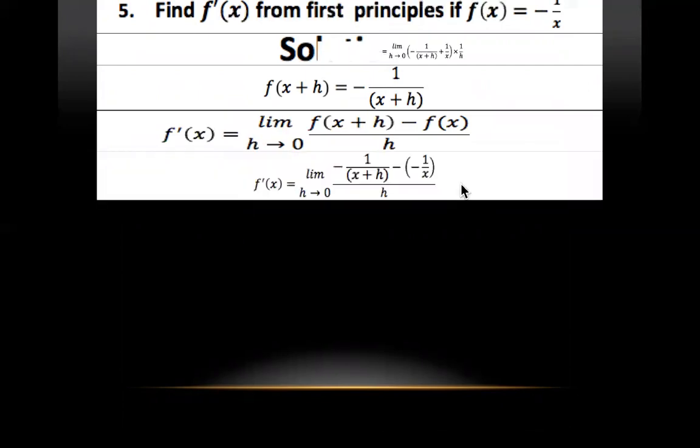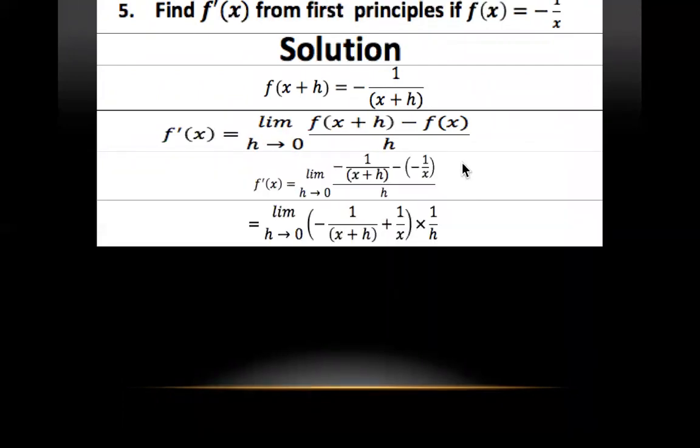Here is our formula. So what we have to do now is to substitute y2, which is negative 1 over x plus h, into the formula. Then we say minus y1. So minus y1 is negative 1 over x. But remember, you put a bracket. So if you expand that bracket, it will be negative 1 times negative 1 over x. So it will give us positive 1 over x.